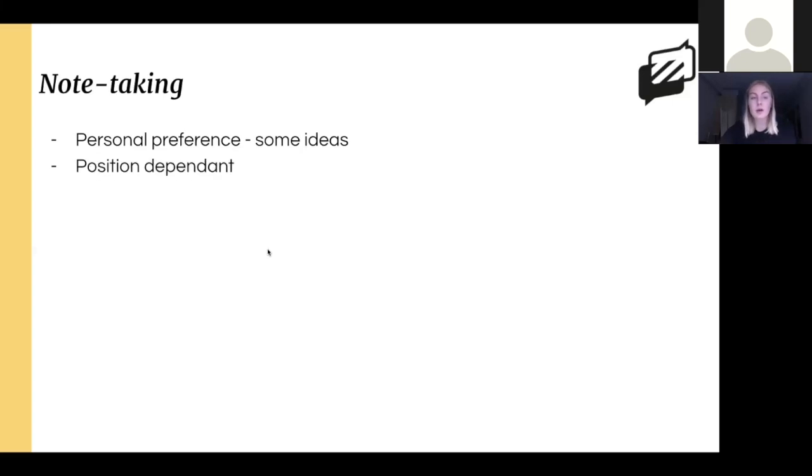The second thing to keep in mind is that it is position dependent. For example, I used to be a second speaker. When I was a second speaker, my note taking was slightly different when I was a whip speaker versus when I was a DPM or a DLO speaker in top half. So it depends on the position, and especially if I'm a prime minister, obviously my note taking is going to be vastly different than if I ever speak a whip speech. So this is also something to keep in mind.